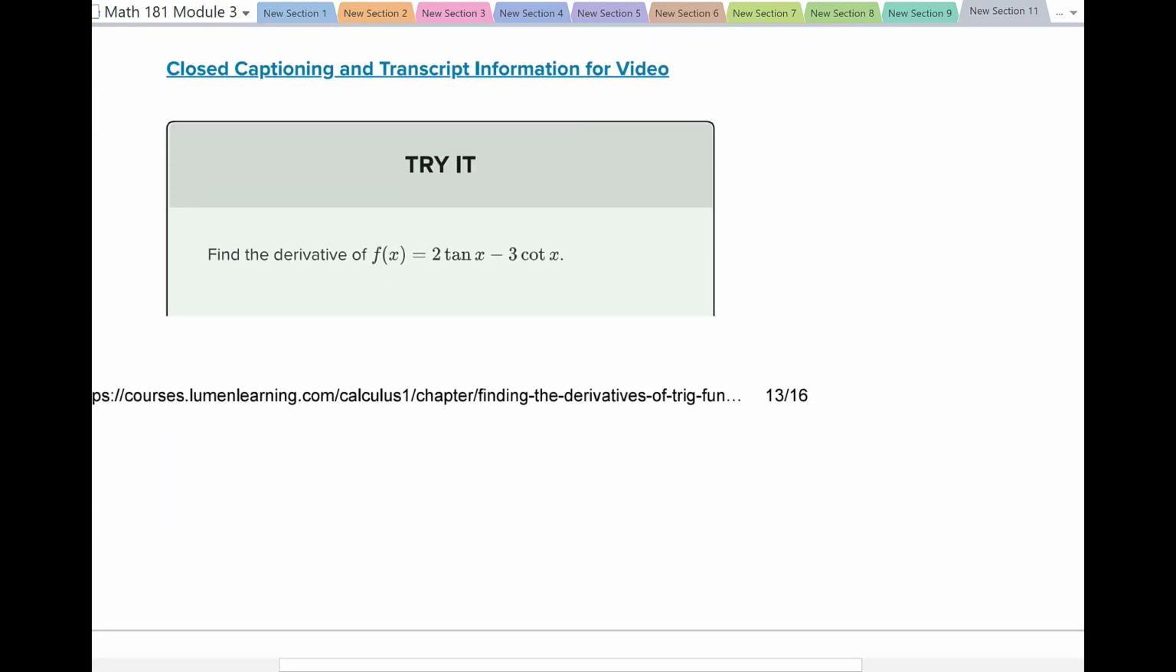Okay, same thing here. Our derivative is going to be 2 times the derivative of tangent x, which is secant squared x, and the derivative of cotangent x is negative cosecant squared x. So you get 2 secant squared x plus 3 cosecant squared x. That's it.